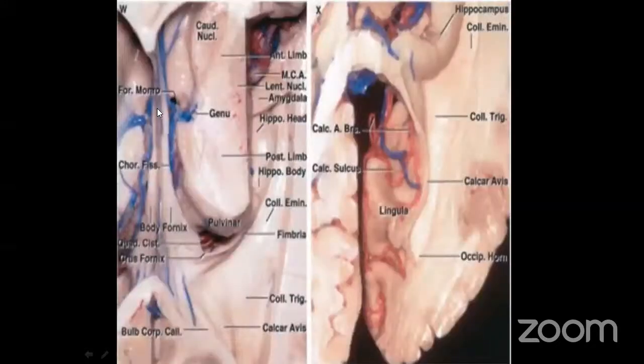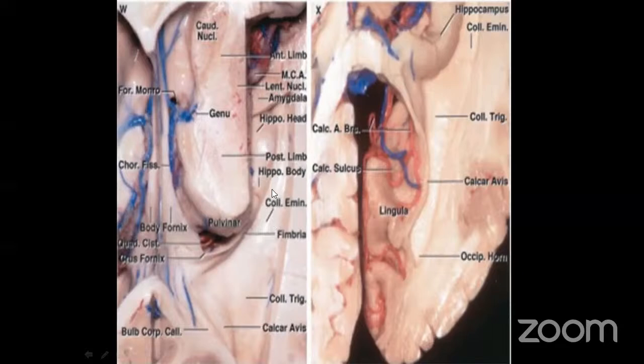So again, the picture from Rhoton. Now in this one, he has dissected off the roof of the lateral ventricles to show the communication between the frontal horn, body, the atrium, and then the temporal horn of the lateral ventricle. You can see that the hippocampal head lies in the floor of the temporal horn. The amygdala lies in the anterior wall of the temporal horn.